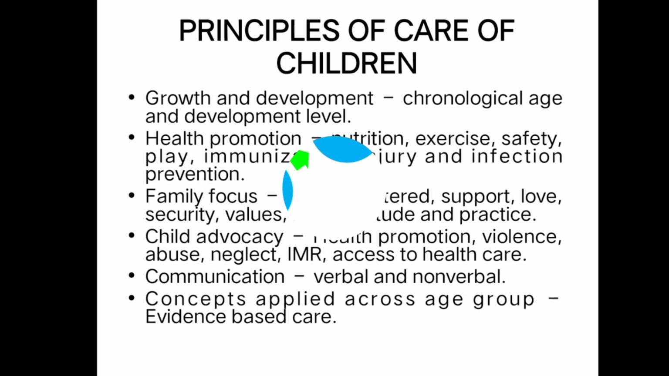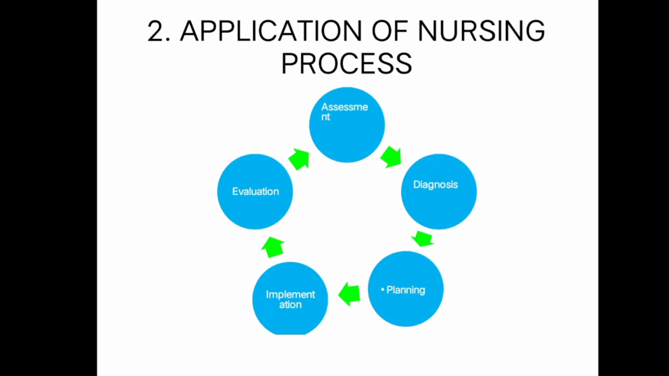Next is communication. You have to use proper verbal and non-verbal communication based on the condition of the child and the family. Next is application of the nursing process. This is one of the most important processes in any nursing care, whether it is pediatric nursing care, psychiatric nursing care or adult health nursing care. We are going to apply the nursing process.